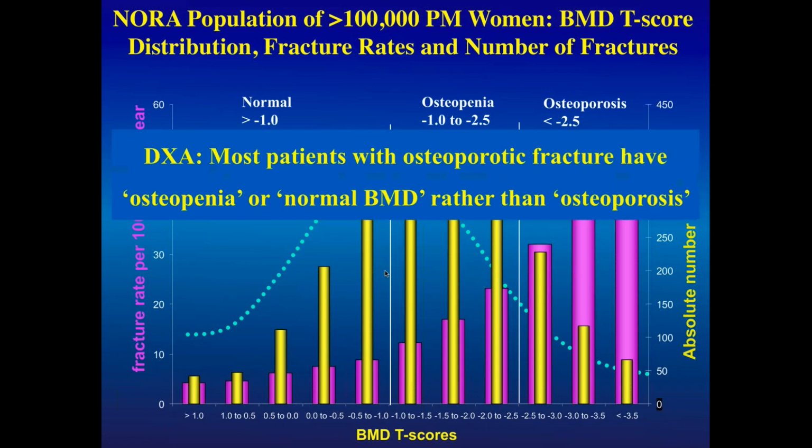So this is an indication that by DXA or BMD measurement in general, most patients with osteoporotic fracture will indeed have osteopenia or normal BMD rather than osteoporosis. And this relates simply to the fact that many, many more patients have osteopenia than those that have osteoporosis by T-score definition.